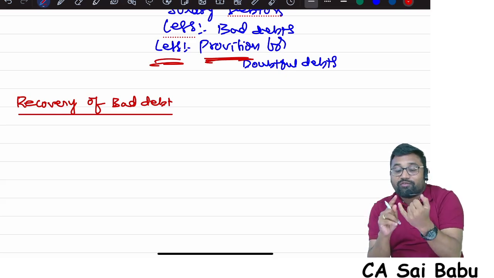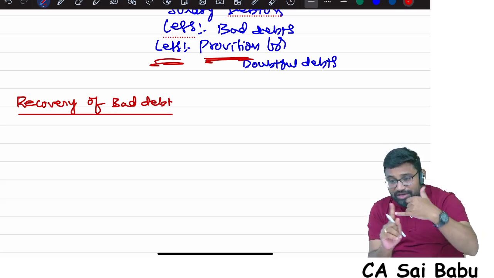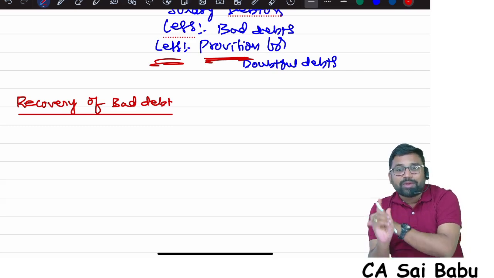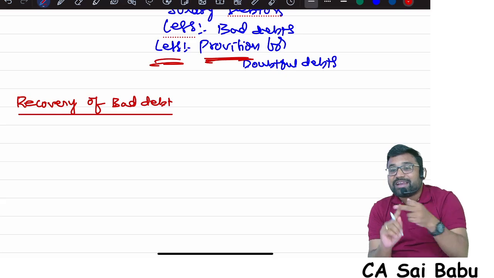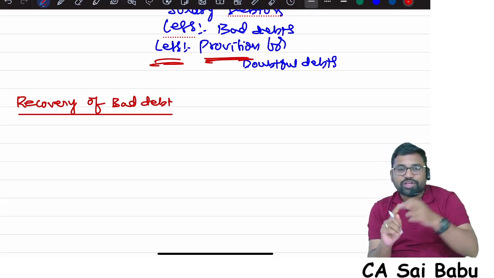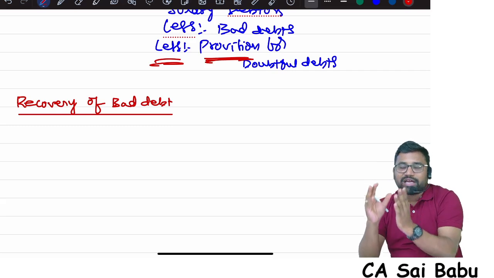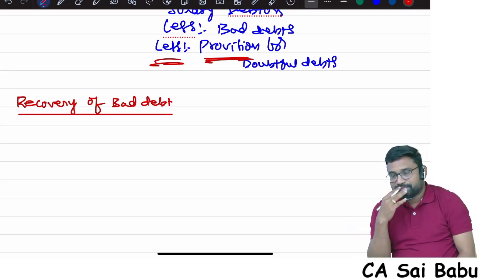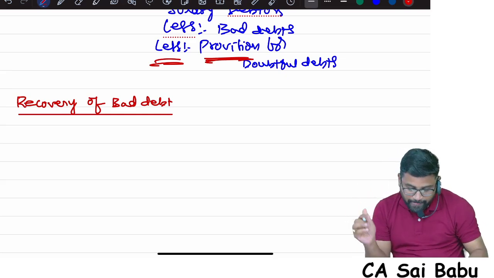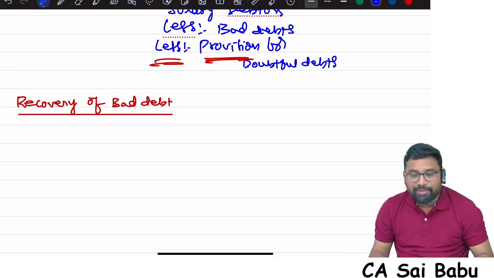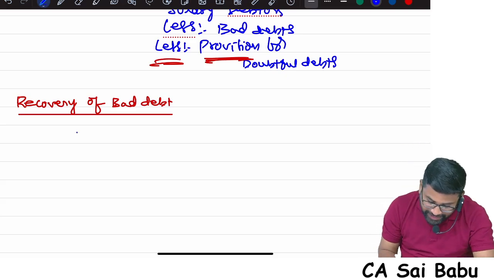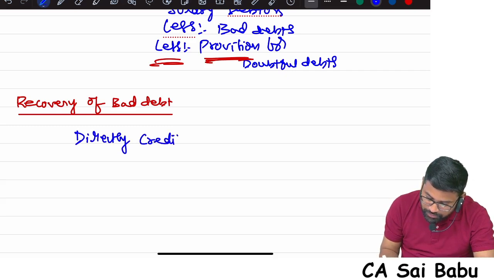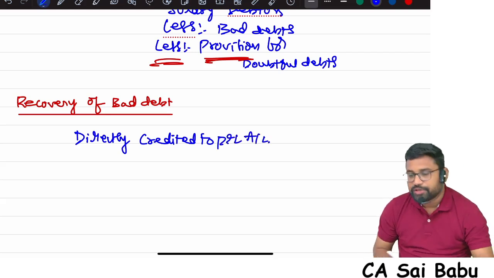Now see, whenever any written off bad debts are recovered, we need to treat them as income or gains. That means it will be directly credited to P&L account. So therefore the entry is cash or bank account debit to bad debts recovered account. Bad debts recovered to P&L account. So when there is a recovery of bad debt, what do we need to do? Directly credited to P&L account.